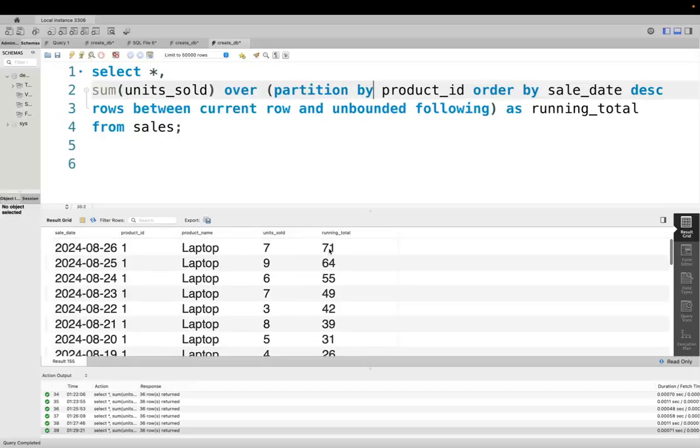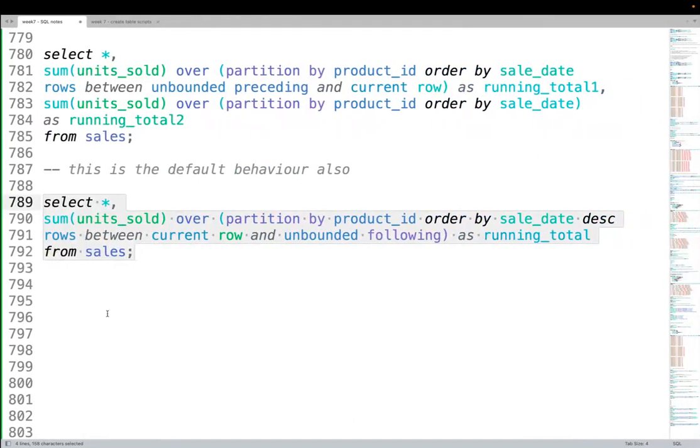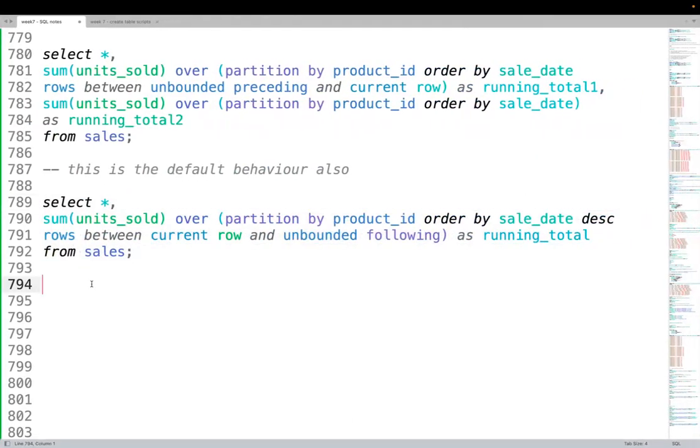So if you see this 71, this will be the sum of all the laptops sold till 26th of August. I mean, you would have understood what we are trying to do, right? So you understood about unbounded following, unbounded preceding, and things like that.